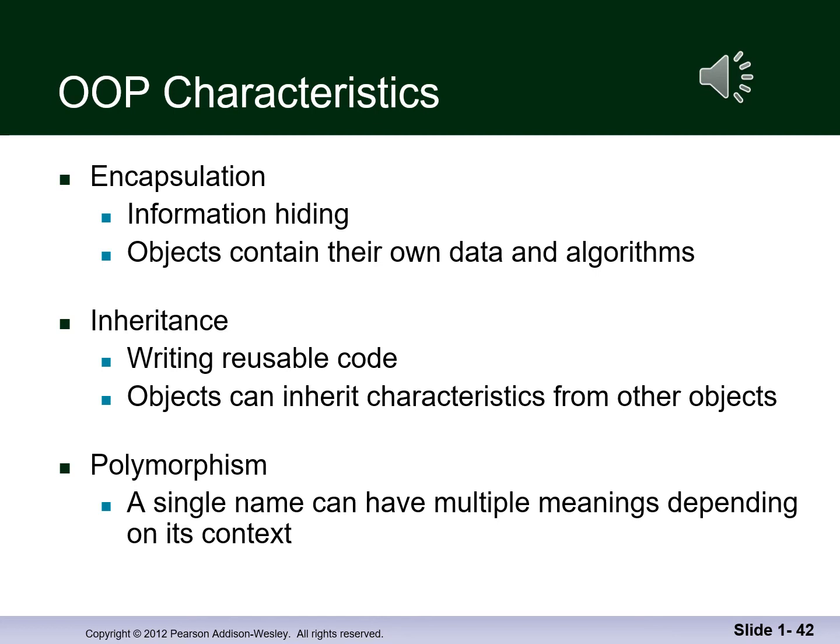This is not something you really need to understand at this point in the class, but I'll just mention them. Encapsulation deals with information hiding, and each object contains its own data and methods or algorithms. Then there's the concept of inheritance, writing reusable code where objects can inherit characteristics from other objects. And polymorphism: a single name can have multiple meanings depending upon its context.